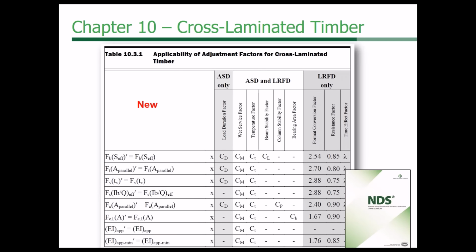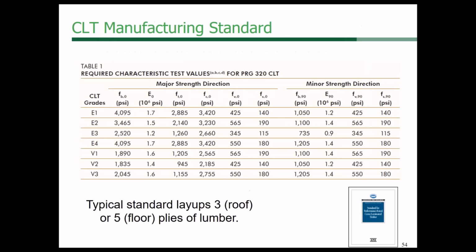When designing cross-laminated timber, we have applicable adjustment factors similar to what we have for other wood products, as shown here and referenced in Chapter 10. And for those in the schematic phase who want a rough reference for what your cross-laminated timber cross-section, size, or specific grade might be, the ANSI APA PRG 320 is a really good resource for getting some design values.